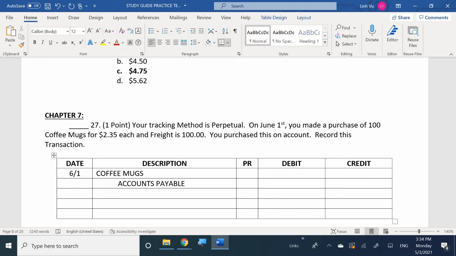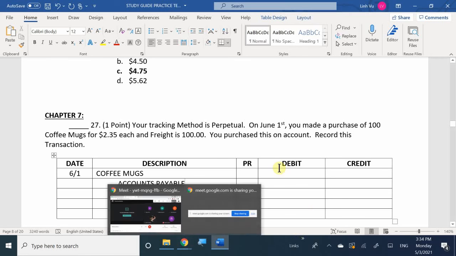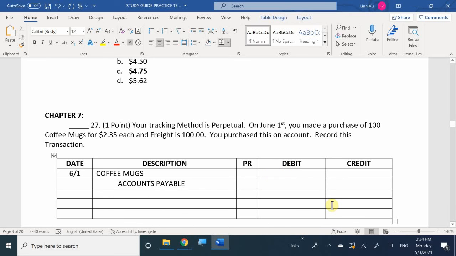No, sorry, thinking out loud. So in this case, because we're dealing with perpetual inventory, you need to know that everything goes straight to inventory. So $335. Here, we're just recognizing that we just made a purchase of inventory.